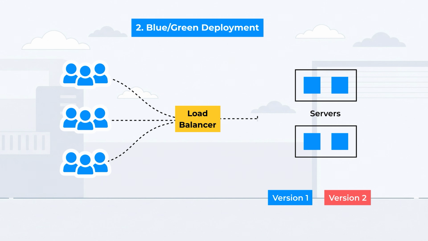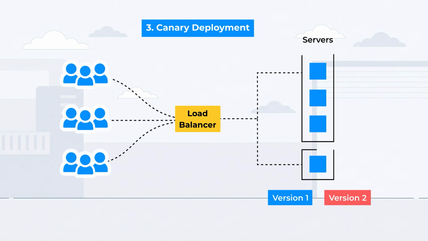2. Blue-green deployment. Keep 2 identical production environments. This is powerful because you can switch from the old version to the new one instantly. But it's much more expensive since you need 2 full environments. And things like databases can still be complex to manage.